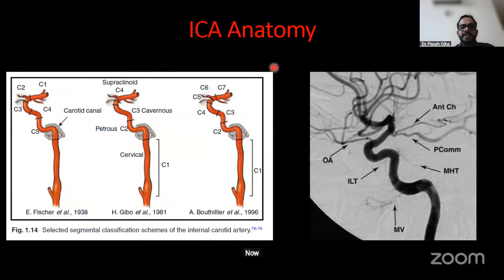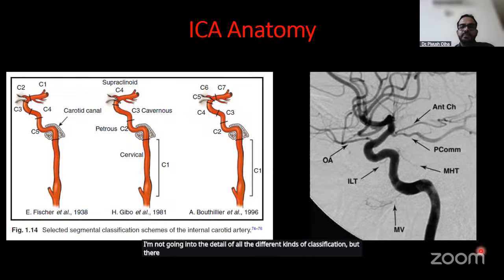Now, when you look at the ICA anatomy, there are different classifications which are proposed. I'm not going into the detail of all the different kinds of classification, but there are certain important branches that you should know. So this is the lateral view of the internal carotid artery. This is the anterior part. This is the posterior side.